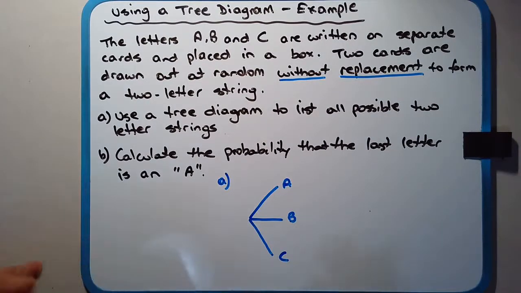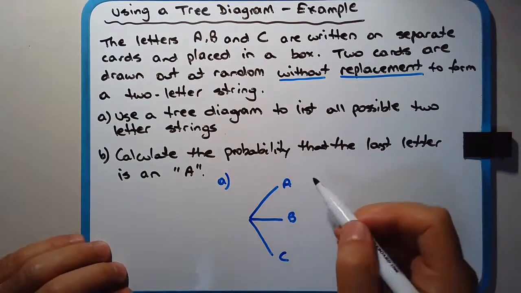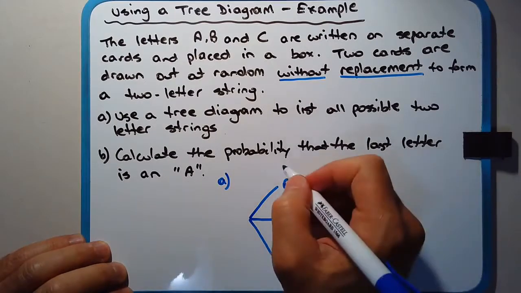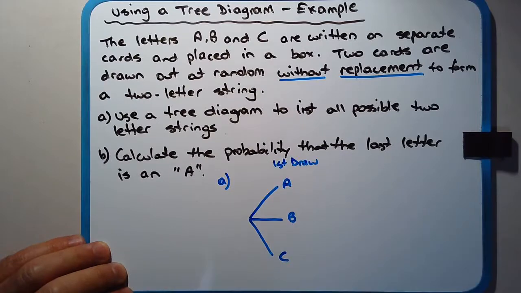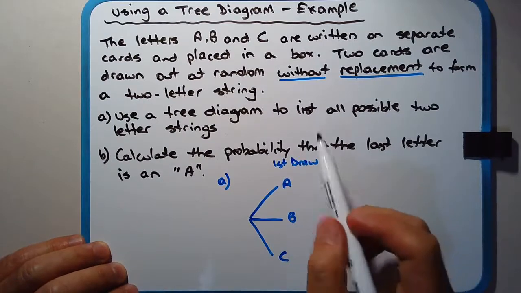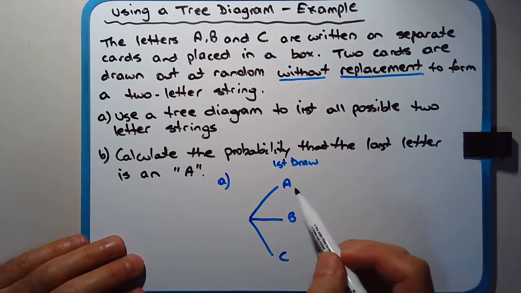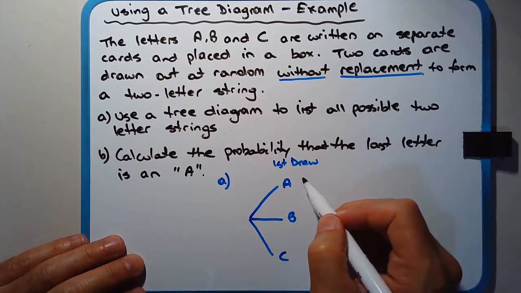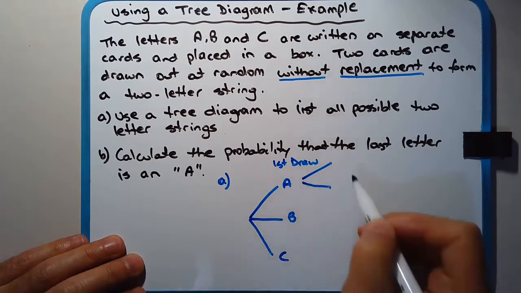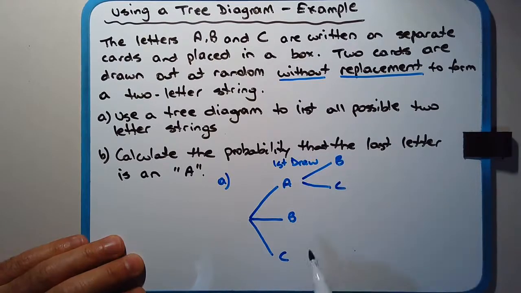So again, this is a 2-stage, multi-stage experiment. So we're going to have 2 levels of branches with the tree diagram. Now on the second draw, so this is the first draw, on the second draw, we're going to have 2 letters left in the box because we've already drawn out a letter. So if we've drawn out the letter A, which 2 letters have we got left? We've got the letter B and the letter C.